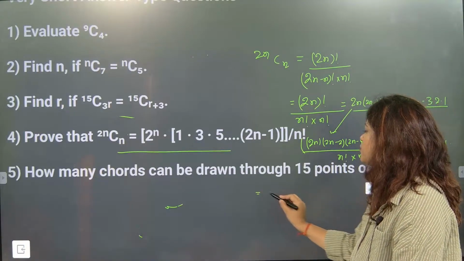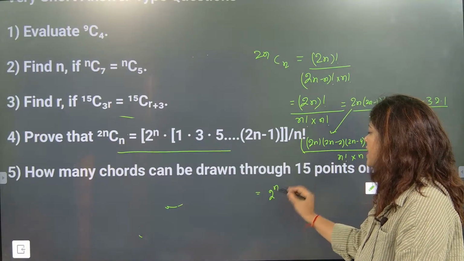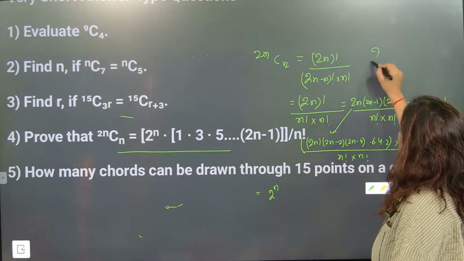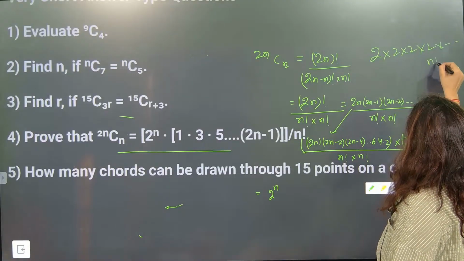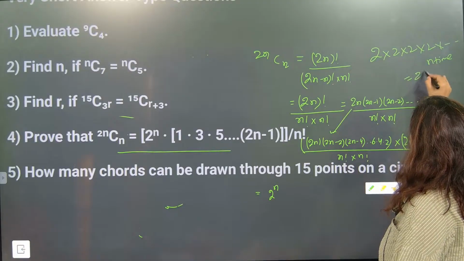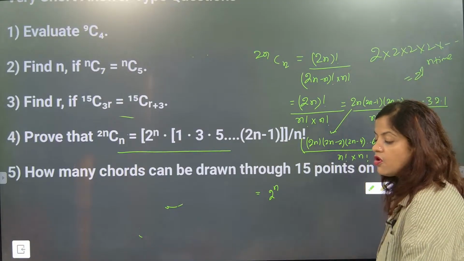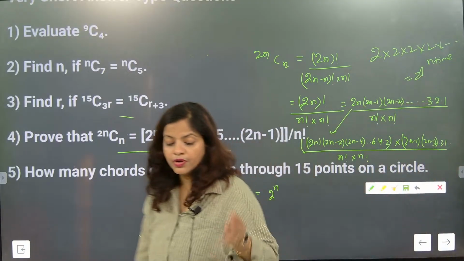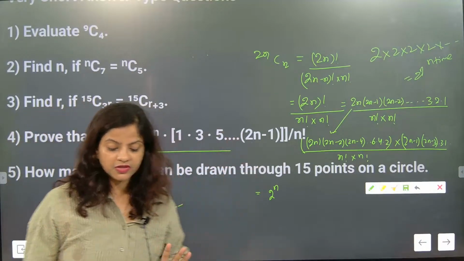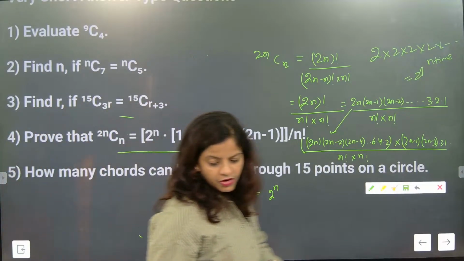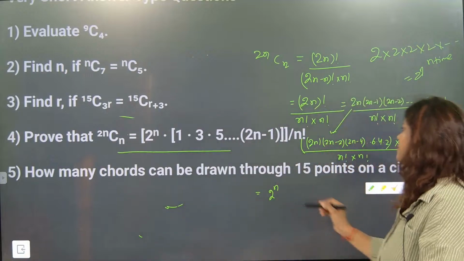So n number of 2's coming out means 2 to the power n. n number of 2's means 2 into 2 into 2 into 2, how many times? n times. So definitely it will give you 2 to the power n, because all will be multiplied, beta. 2 into 2 into 2 means 2 to the power 3. So when n number of 2's are coming out, it will become 2 to the power n.